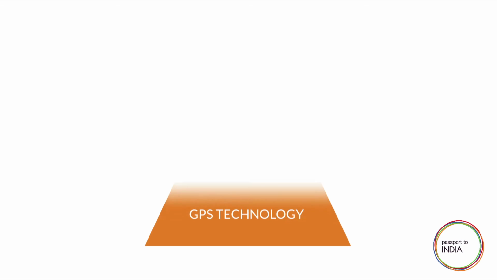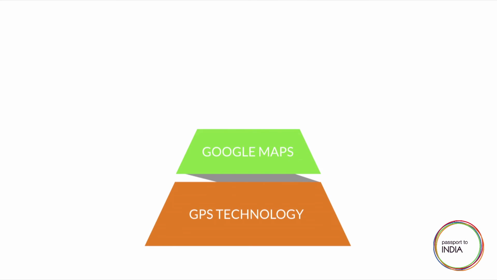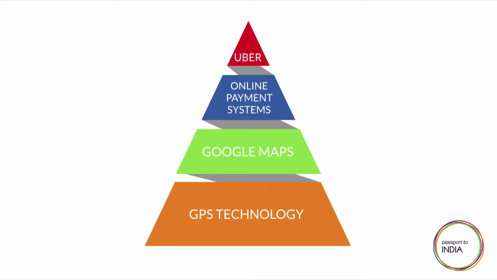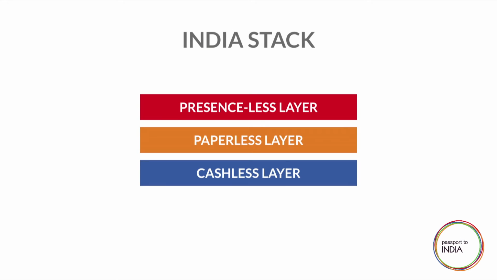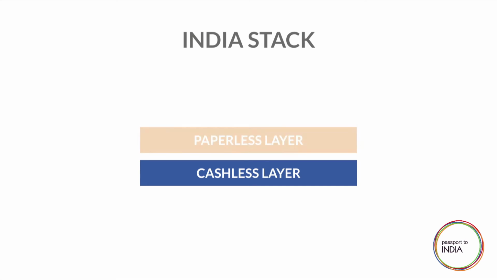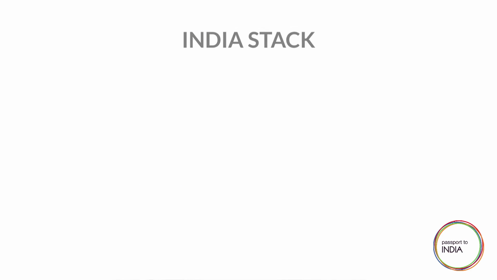To understand what I mean, first understand that software is built on top of other software, which gives us the term stack. If you look at Uber, for example, it takes advantage of online payment systems and it is built on top of Google Maps, which in itself is built on top of GPS technology initially developed by the US government. The India Stack has a similar vision of layered innovation. The goal is presenceless, paperless, and cashless service delivery.